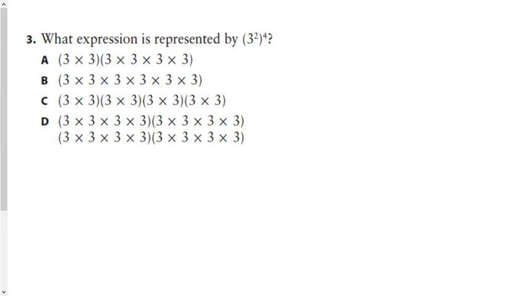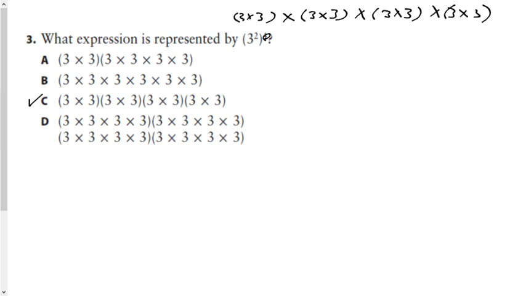Question 3. What expression is represented by 3 squared to the power 4? So remember, 3 squared is 3 times 3. And if I multiply that by itself to an exponent of 4, I'm going to actually write it 4 times. So it's 3 squared multiplied by itself 4 times, which is right here. It exists as itself in question C.